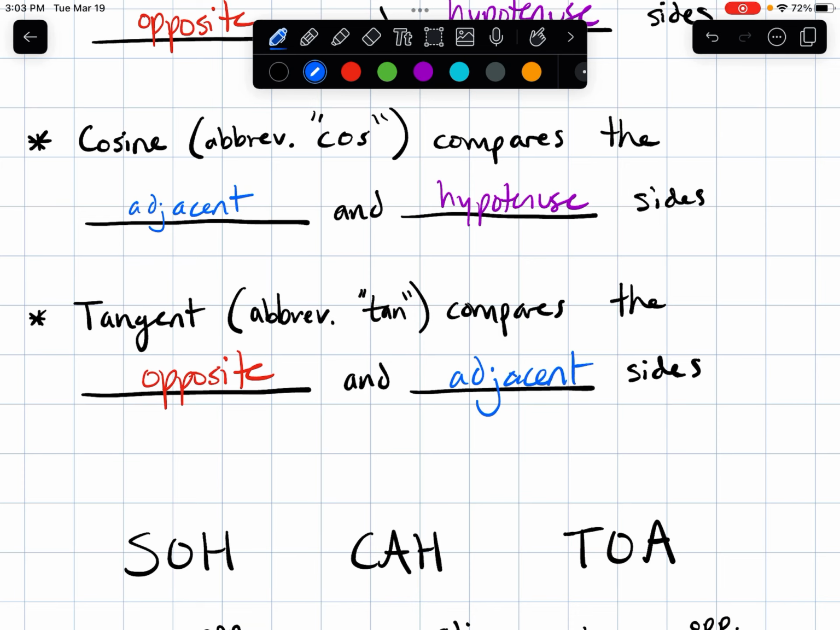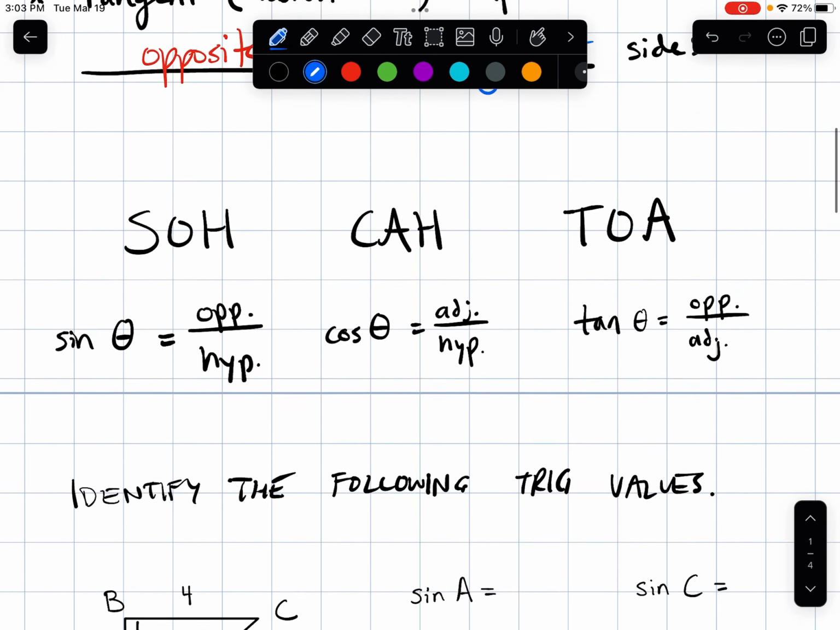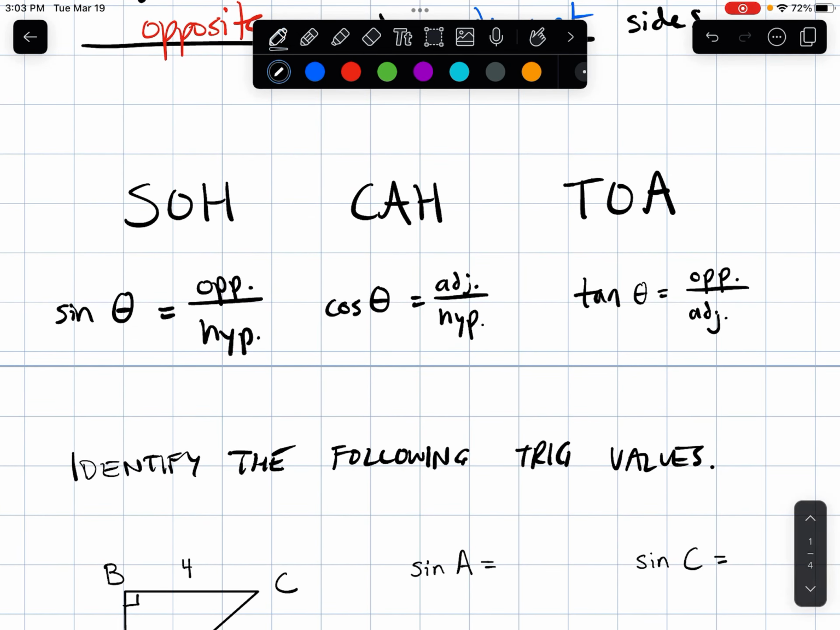All right, so those are kind of all the combinations that we can do with the three sides of a triangle. So it's important to remember which trig function, sine, cosine, and tangent, belongs with which comparison of sides. So the way we remember that is something called SOHCAHTOA. Maybe you've heard that before. But this is an abbreviation kind of that helps us understand what trig function compares which sides.